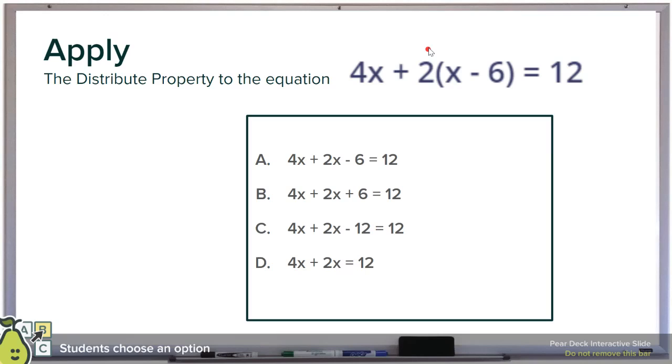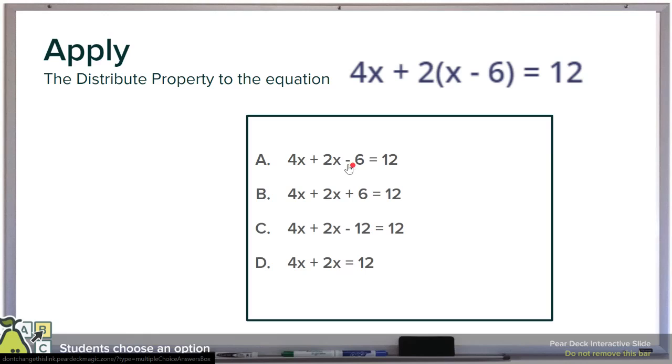If I were to do this, I would leave the 4x alone first, and I would take care of this 2. I would multiply the 2 through wherever the parentheses are. Don't multiply the 2 with everything, just do the 2. And don't forget, the 2 is multiplied by the negative 6 as well. That will give you negative 12. So look over here, which one has negative 12? It's choice C. Choice C is the correct choice.